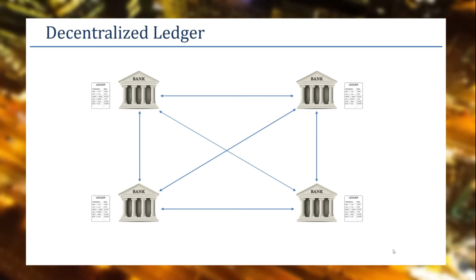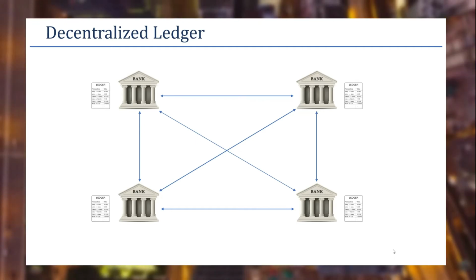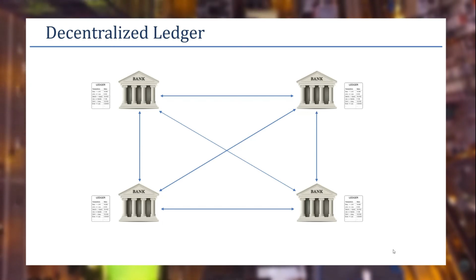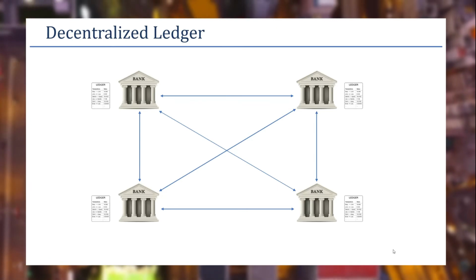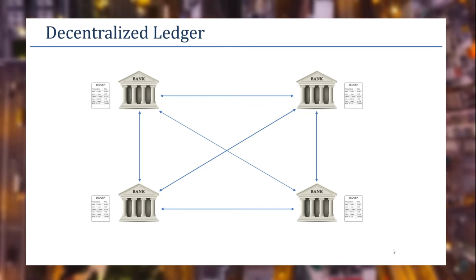And at the same time, once one branch is down or has failed, the other branches can work without depending on that branch, because they have their own ledgers and they can make transactions based on their own ledgers, and get approved by the other branches as well. So this is how the blockchain mechanism works in a decentralized way.